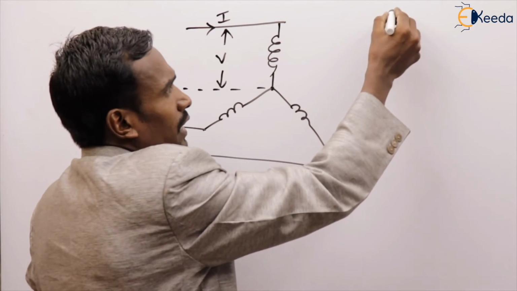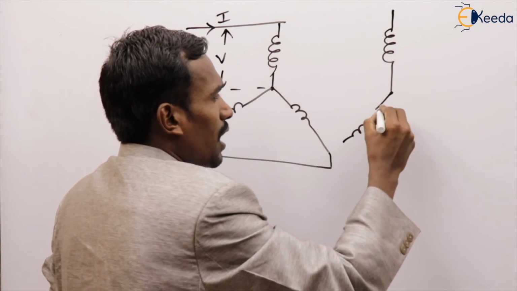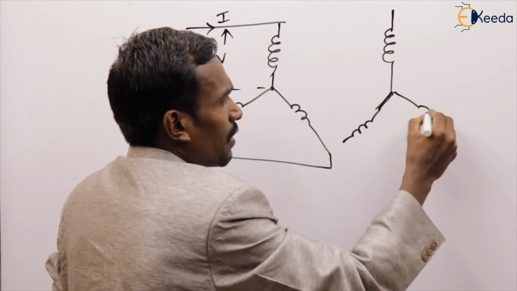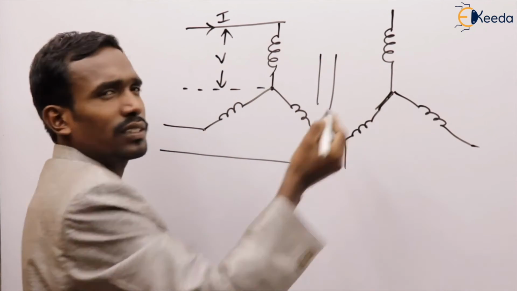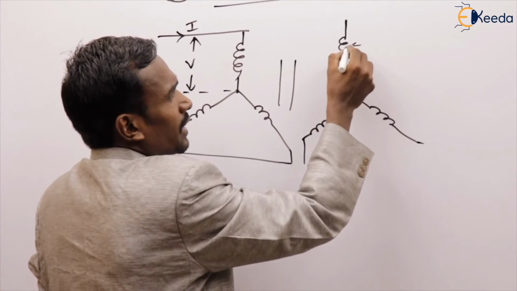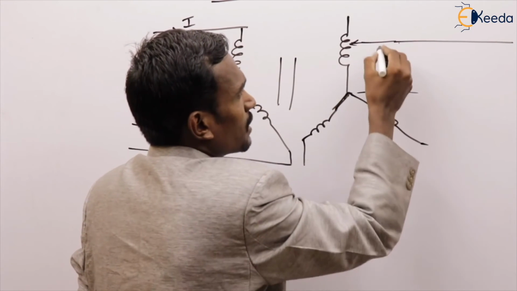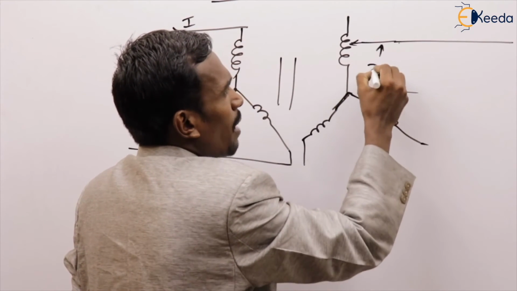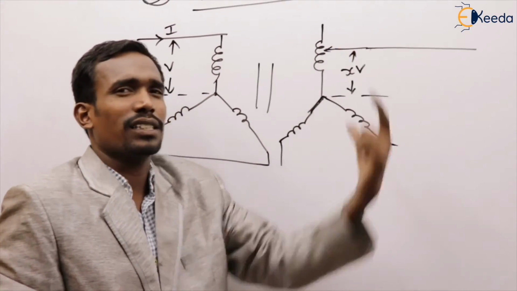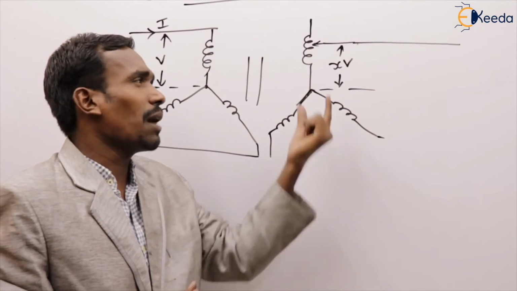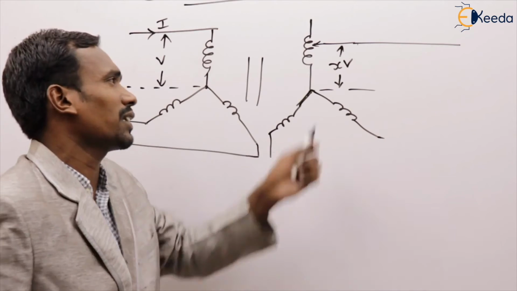For example, here I'm taking the secondary of the auto transformer. This is primary and this is secondary. Here the secondary of the auto transformer is tapped up to X% of V. X is nothing but the tapping percentage, for example, 50%, 60%, 70%, 80%, 90%, like that.